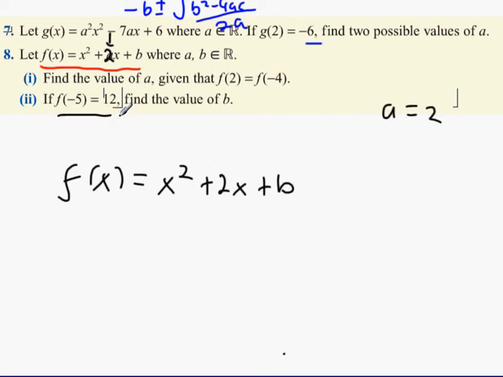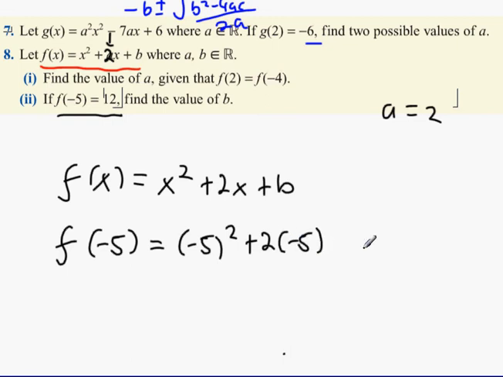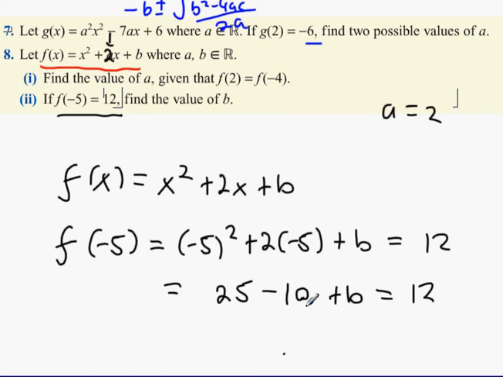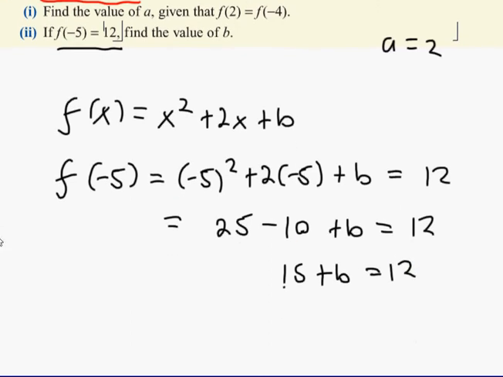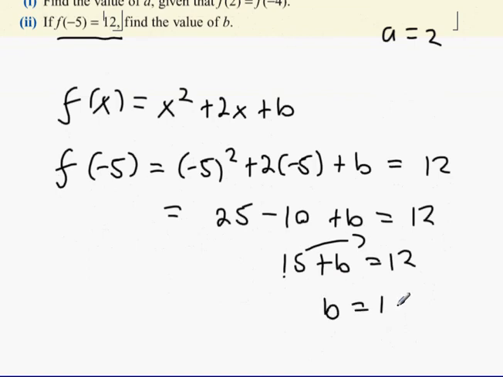Now what do we know about this part here? What does it want us to do with the x's? Replace them with what? Replace with minus 5. And then once you replace it with minus 5, what happens next? Equals your 12. Minus 5 squared? 25. 2 times minus 5? Plus b equals 12. 25 minus 10? 15 plus b equals 12. What happens to the 15? Anybody know what happens to 15? Bring it over. b equals 12 minus 15. And what's b equal to then? Minus 3.